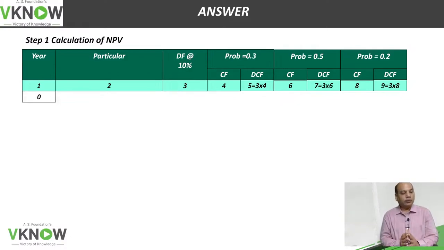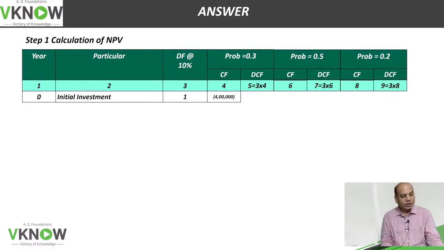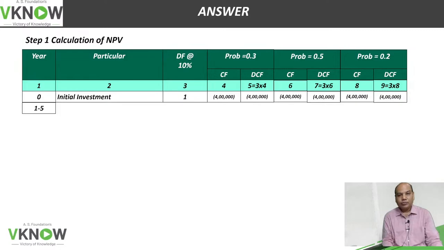I am solving one of the very important questions of this chapter. They can repeat in the exam also for 10 to 12 marks. So please take a calculator, pen, pencil and write. Year 0 initial investment. In first case it will be 4 lakh. Present value will be 4 lakh. Second case also 4 lakh. Initial investment is same, 4 lakh rupees each.